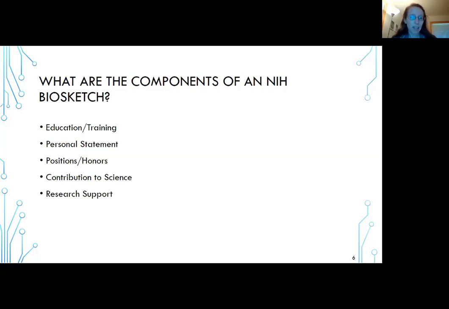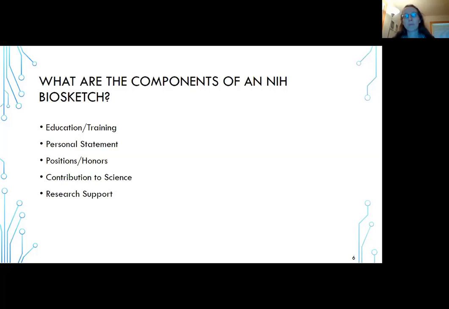So if you are a research administrator or you work with a research administrator, they can become a delegate in SciENcv and help with certain sections of the biosketch. For example, if the research administrator has the researcher's CV, they may be able to enter the education training information, the positions and honors information. That's probably already on the CV and can just be transferred over to the biosketch.